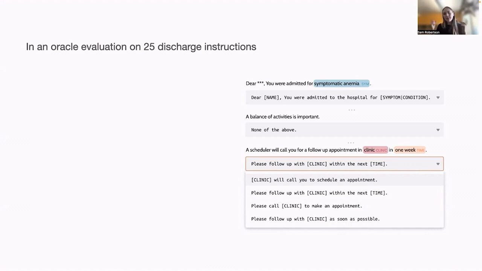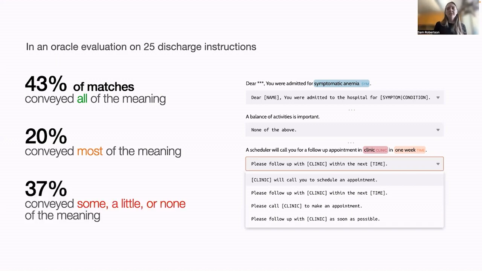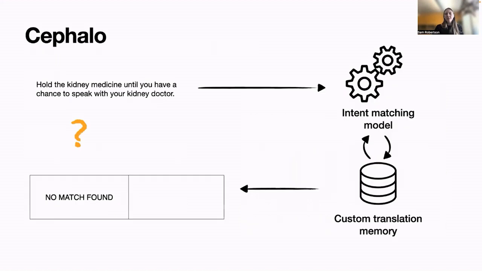And then we sent each of these matches to 3 different physicians who rated it based on how much of the meaning of the source sentence is conveyed in this template. And we saw that 43% of the matches conveyed all of the meaning. So that's good. 20% conveyed most of the meaning. This was on a 5-point scale. But that still leaves 37%, which conveyed some, a little, or none of the meaning. So that's not so good. That means that we are in this position 37% of the time.